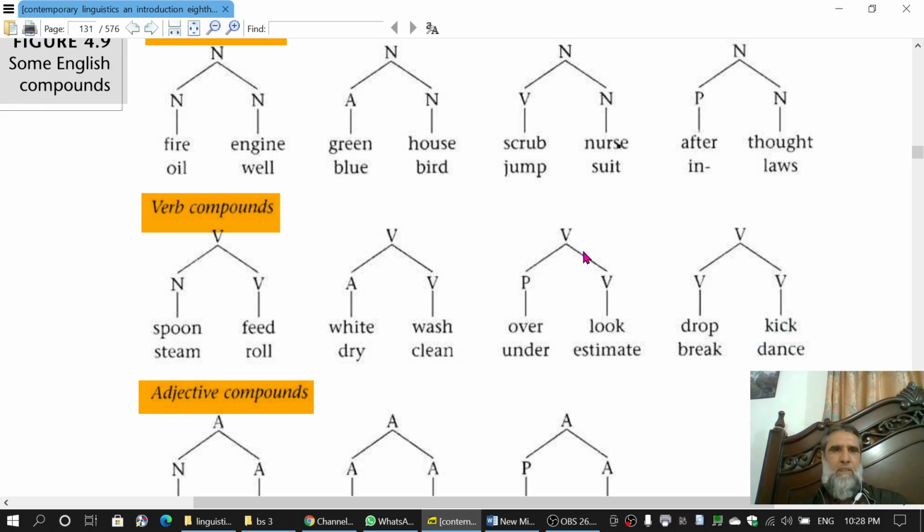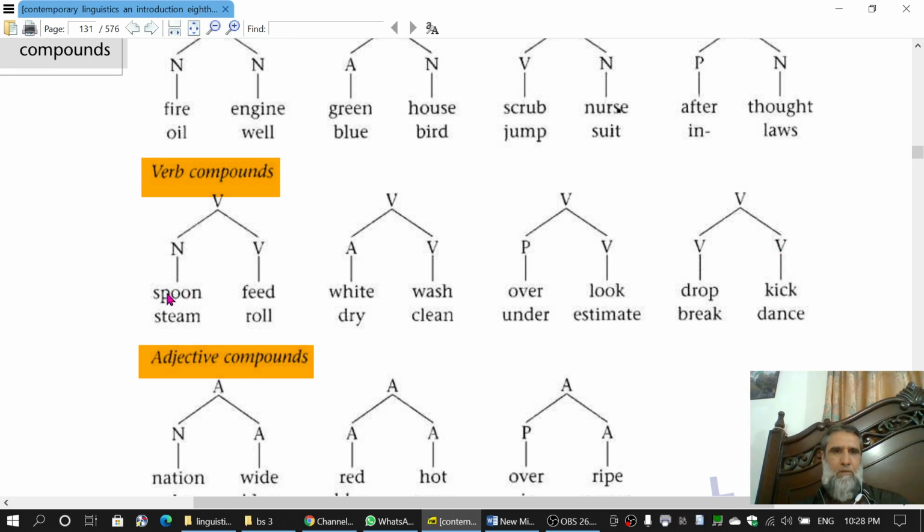They're important. These are the compounds which make and create verbs. For example, you have a noun spoon combined with the verb feed, giving you the verb spoon feed, or steamroll, or whitewash, or dry clean. White is an adjective combined with verb, and here we have a preposition combined with verb, giving you verb overlook, underestimate, and two verbs combined together making one verb, dropkick and break dance.